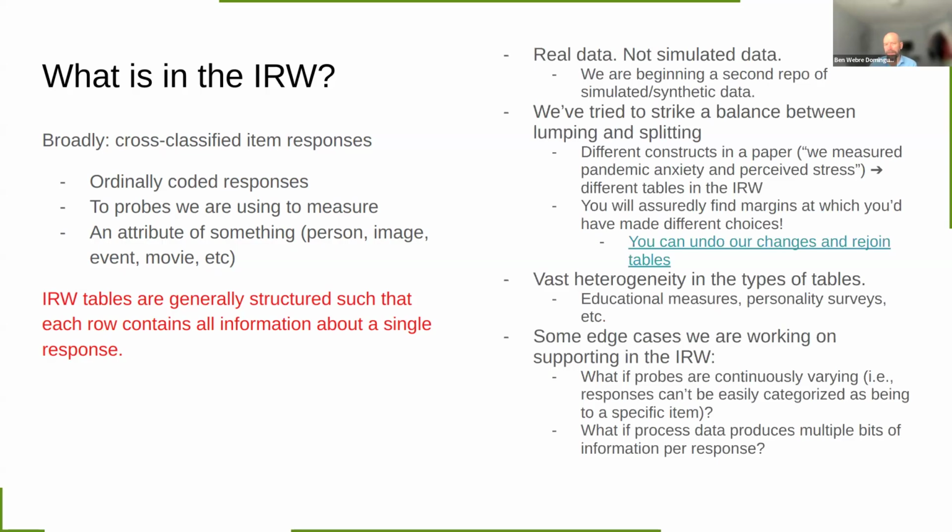A few other facts. The data in the item response warehouse are real, not simulated. We're actually beginning a second repository of simulated and synthetic data, but everything in the main IRW is real. We've tried to strike a balance between lumping and splitting. So if we have data from a paper that talks about measuring pandemic-related anxiety and perceived stress, we'll split those in the different tables in the IRW. You may not always want such split tables, and we're trying to make ways available such that you can rejoin tables. You can read more about that kind of functionality here.